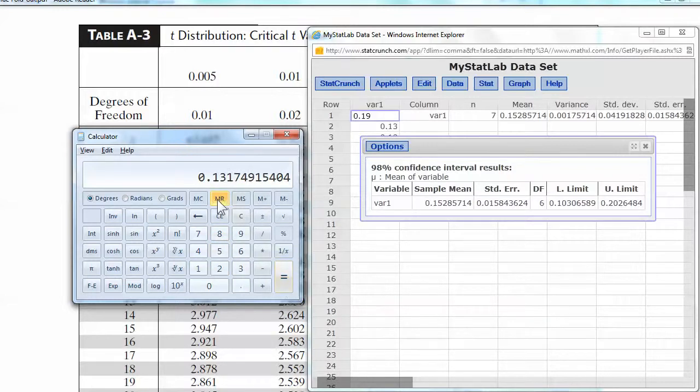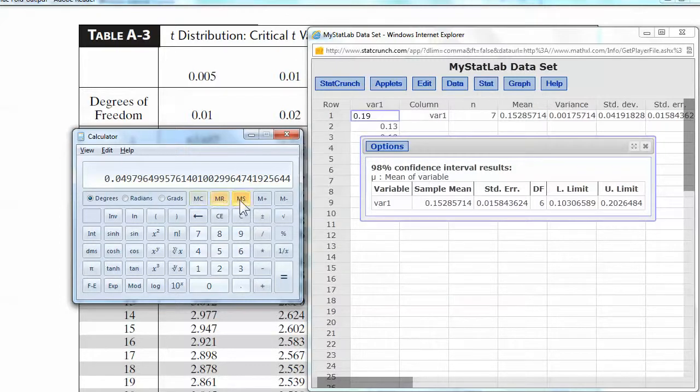Okay, and then I need to divide that by 7, which is my sample size, square root of 7. So 7 square rooted. And I get this, right? So this is my maximum margin of error. And now I'm going to subtract that from my mean.